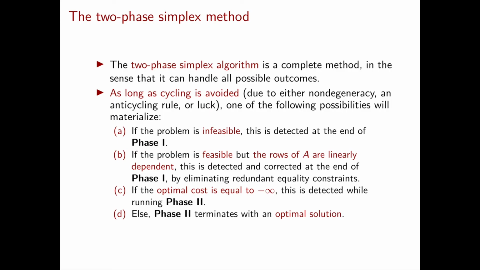In particular, note that if you run the two-phase simplex method, in input you need just any linear programming problem in standard form. So you don't need to check yourself that the rows of A are linearly independent, because this is done automatically in phase 1. Then in possibility C, we have that if the optimal cost is equal to minus infinity, this is detected in phase 2. Finally, D, we have that phase 2 terminates with an optimal solution. So now we have a complete method to solve linear programming problem in standard form. And this concludes our video about section 3.5.